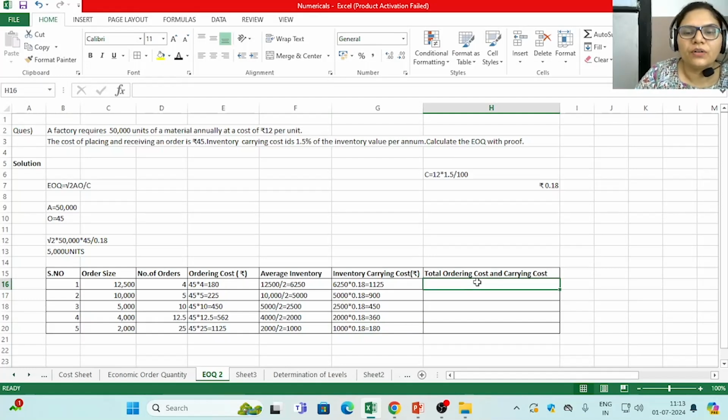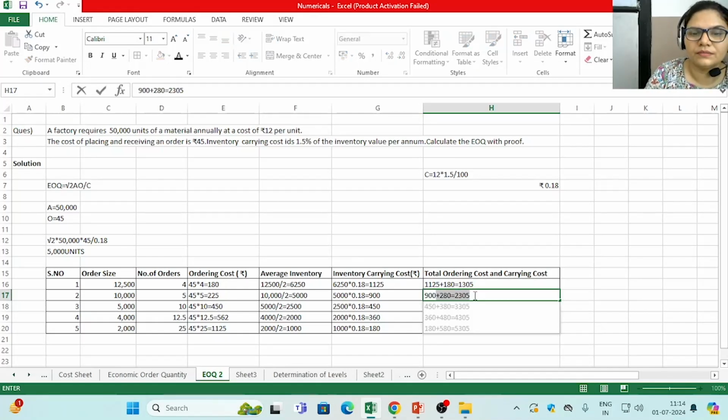Now what is total ordering cost and carrying cost? It will be definitely 1125 plus ordering cost 180, which is 1305. Similarly, 900 plus 225 is equal to 1125.